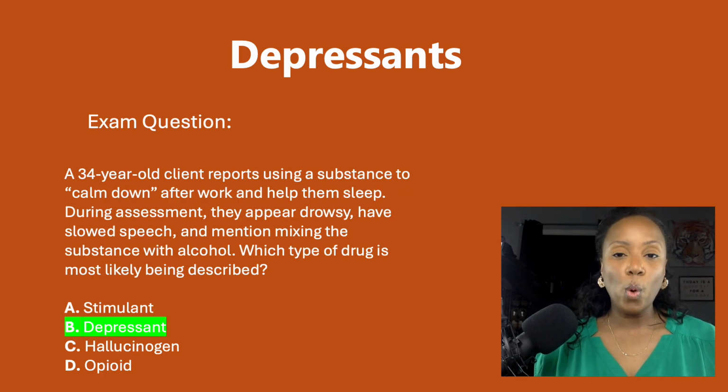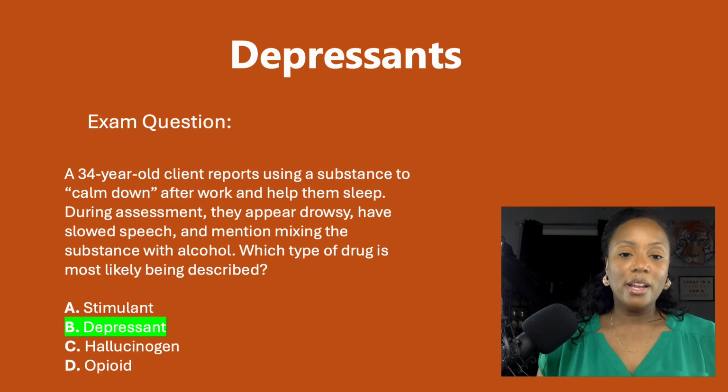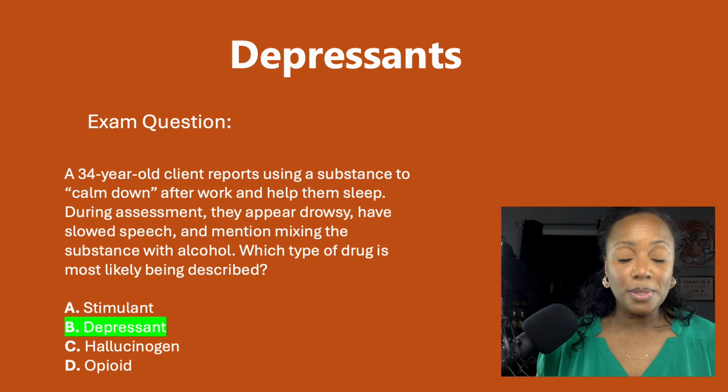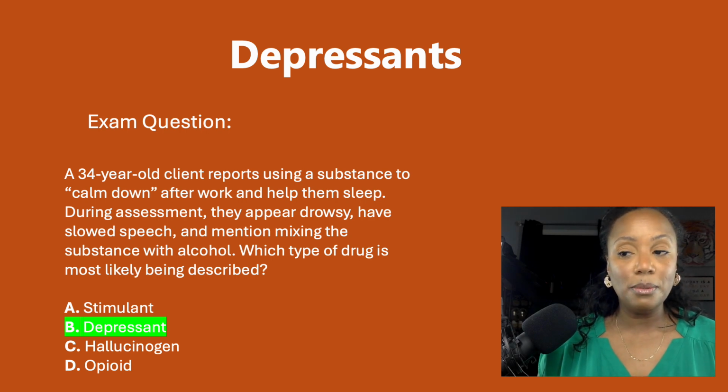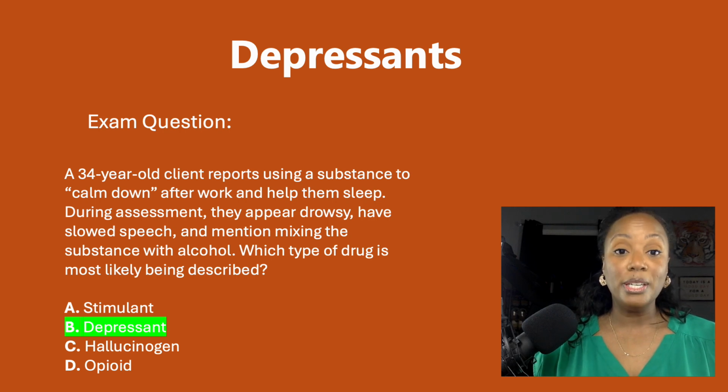Let's look at an exam question that may address depressants. A 34-year-old client reports using a substance to calm down after work and help them sleep. During assessment, they appear drowsy, have slowed speech, and mention mixing the substance with alcohol. Which type of drug is most likely being described? The answer is B, depressant.